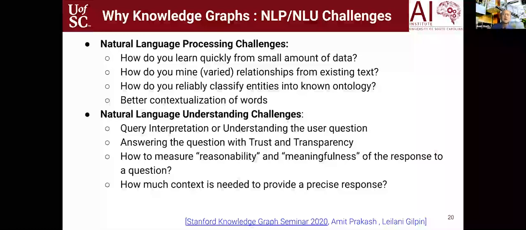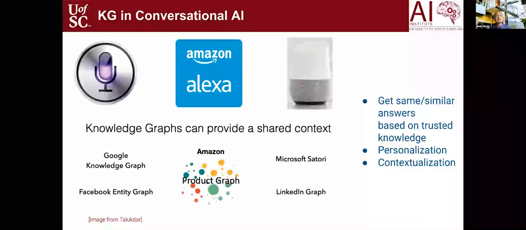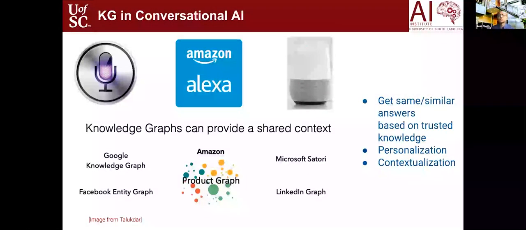Contextualize the words, understanding of natural language, query interpretation, understanding user questions, especially in an open-world context, answering questions with trust and transparency, and things like reasonability or meaningfulness of the response to a question. These are some of the challenges that deep learning based NLP and NLU techniques currently face. And knowledge graph provides you better handles and tools to be able to address those problems.